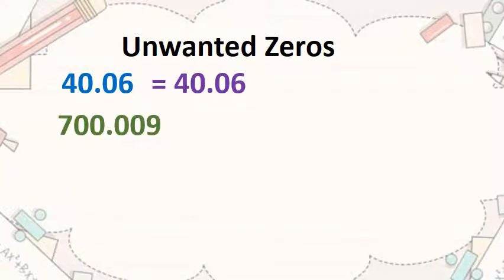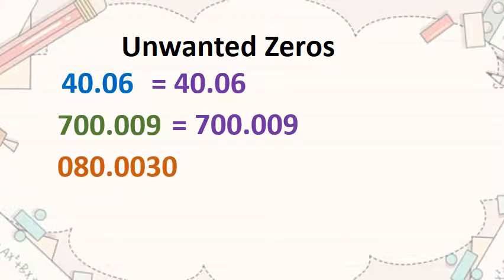Again, over here, can we cancel these zeros? No, we cannot. If we cancel these zeros, we will be changing the place value of the 7 and the 9. So these zeros are kept. They are wanted zeros. We need those zeros. So we're keeping the same number.